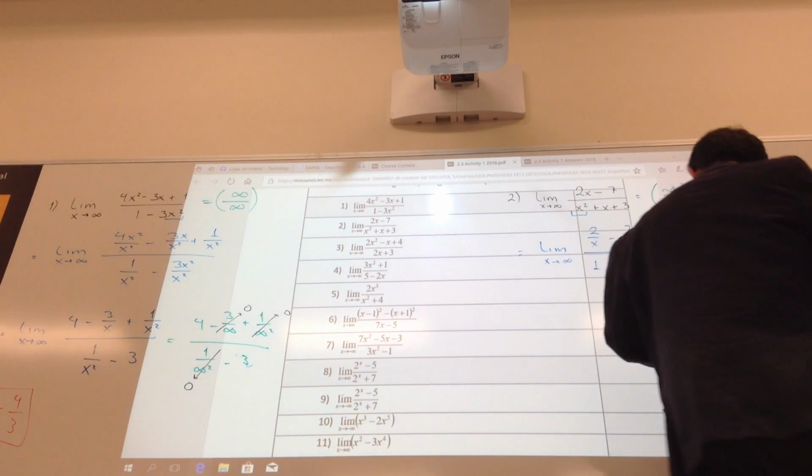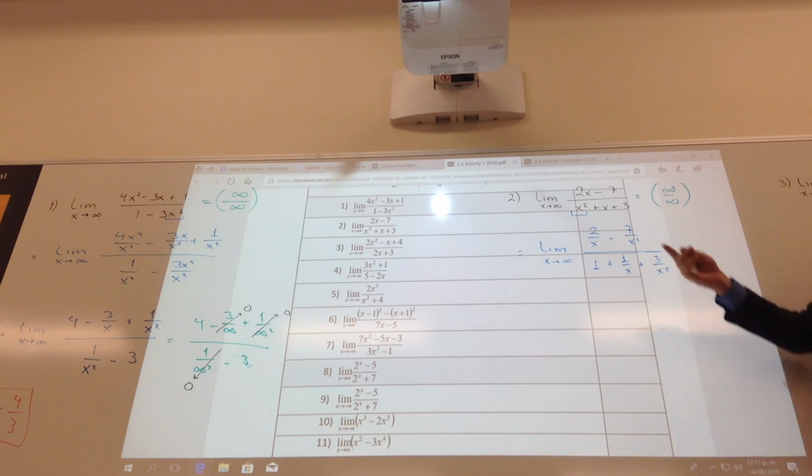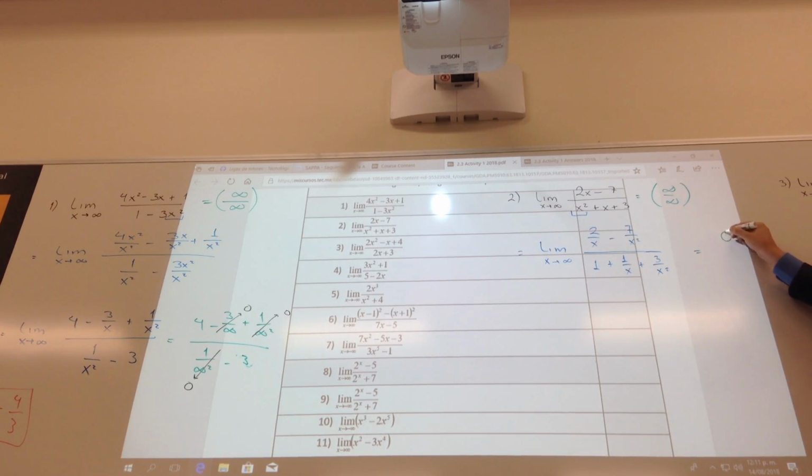And substitute? 0. Again, if you want to, you can also do it mentally. 2 over infinity becomes 0 minus 0, so 0 over 1 plus 0 plus 0. 0 over 1? 0 will be the answer. Remember, if I divide 0 over a number, the answer is 0. But if you have 0 in the denominator, it doesn't exist.